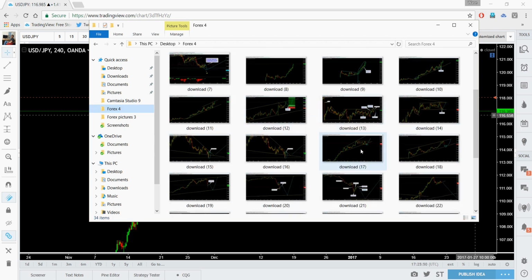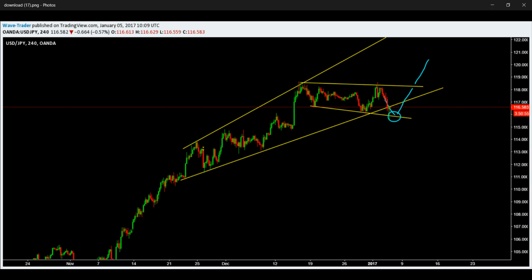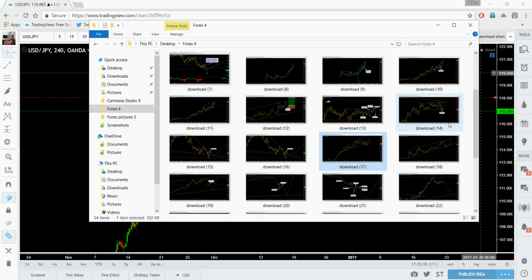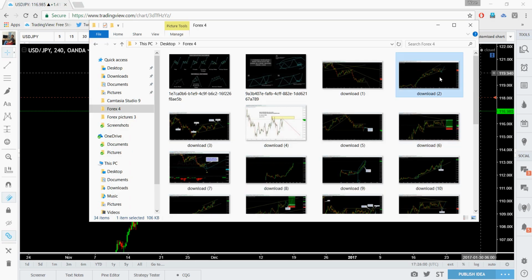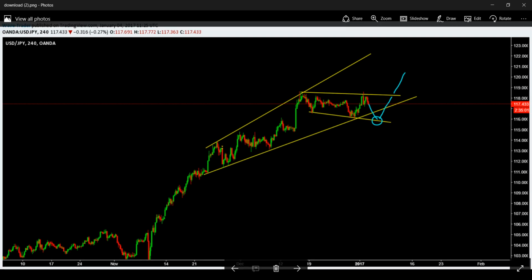Okay, so if you know the pattern formation, then you can get the idea where price is going to complete the pattern, and then you can have your trade over there. Yeah. So I was anticipating this pattern would complete here at this place, and then we can see an up move from this point. So this point is going to be a buy place.